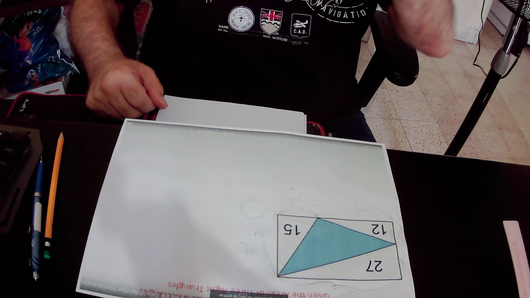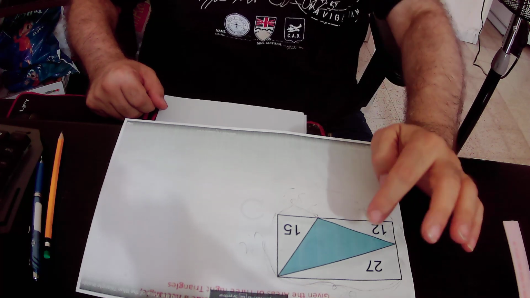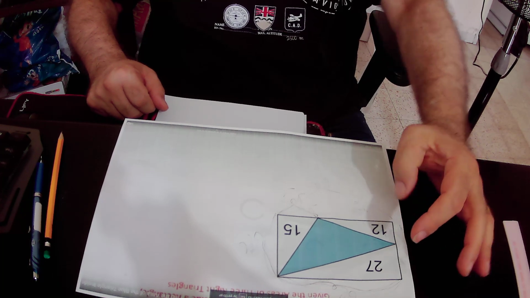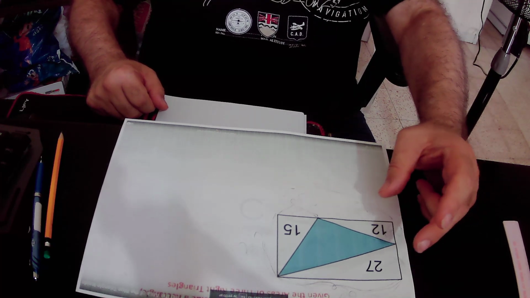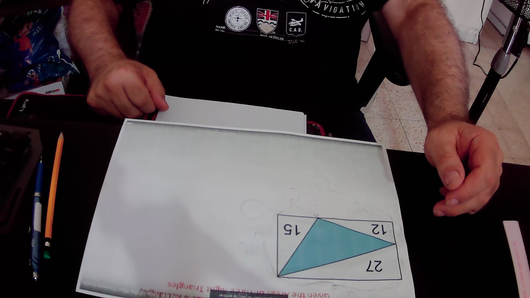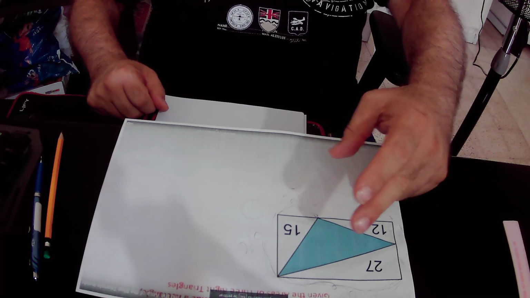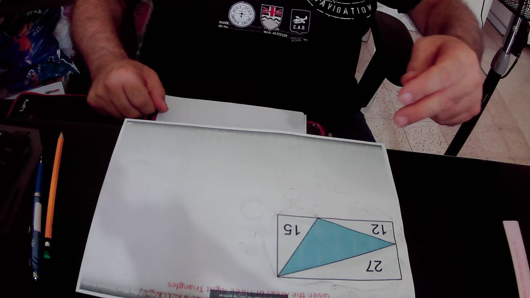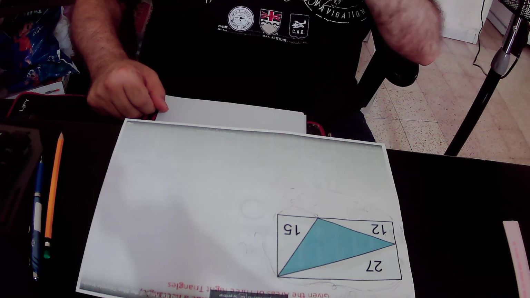In order to find out the area of the blue triangle, we will have to know the area of the rectangle, and then we will subtract from the area of the rectangle the sum of the areas of the three right triangles, and this will be the area of this blue triangle.